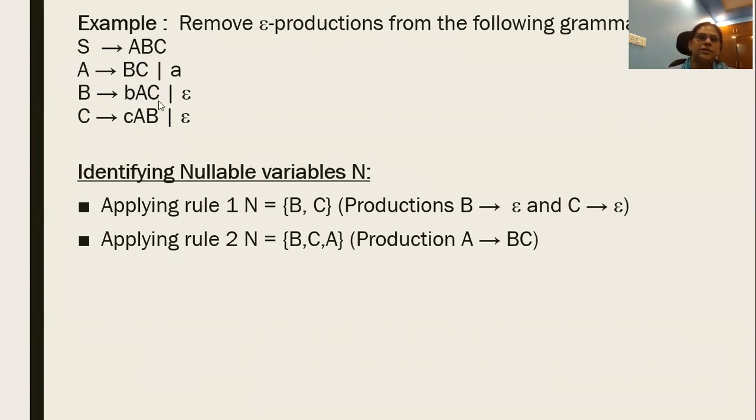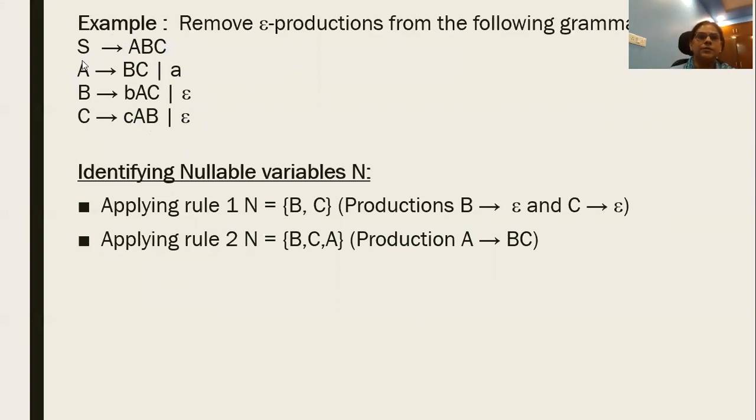Then we look at B derives BAC. So obviously there is a terminal symbol here, so this is not nullable. And B and C obviously already are nullable, so we need not look at these productions. Now we need to look at all the productions again. We need to look at all the productions repeatedly, as long as symbols are being added, we have to continue this process of looking at all the productions.